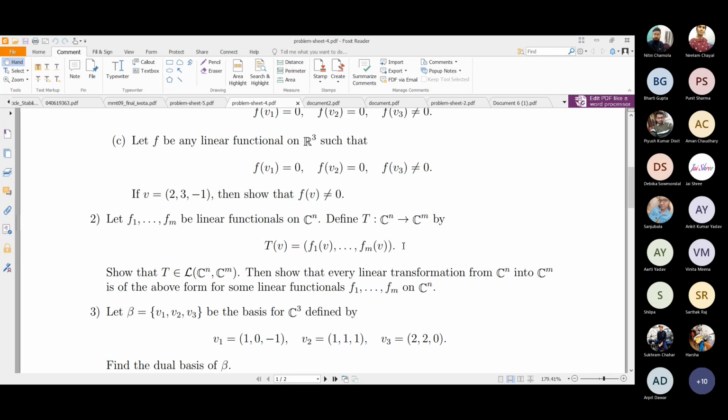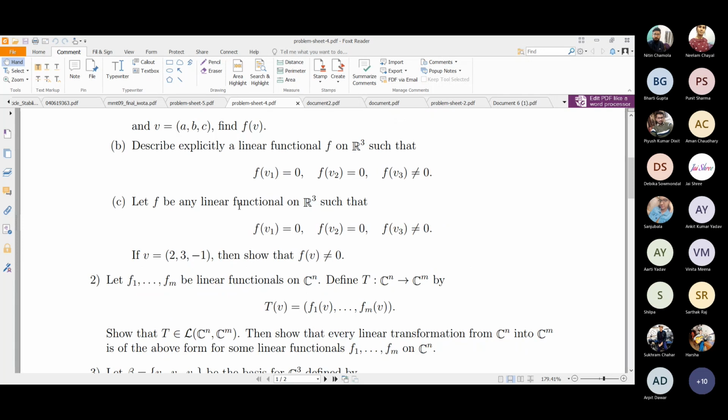And how about part B of this problem? How will you write this linear functional explicitly? Where these conditions, f of v1 equal to 0, f of v2 equal to 0, but f of v3 is not 0, are given to you.